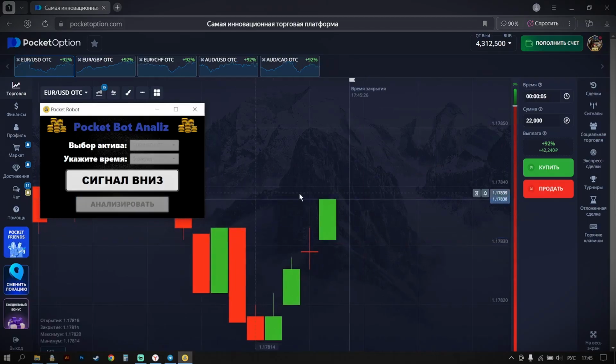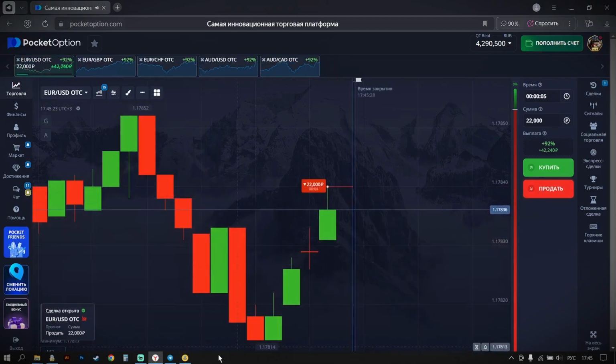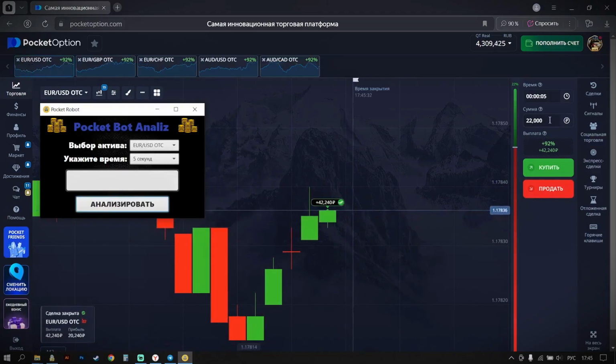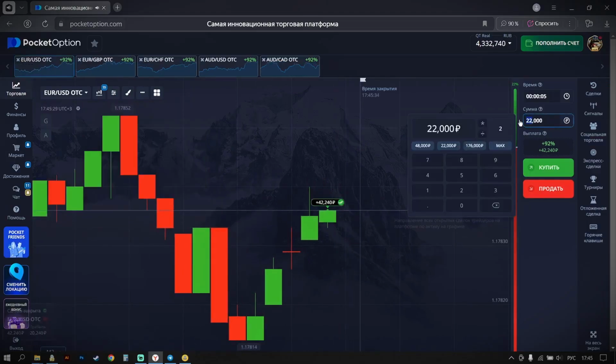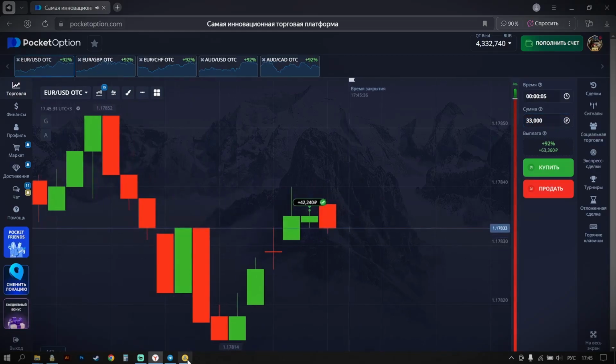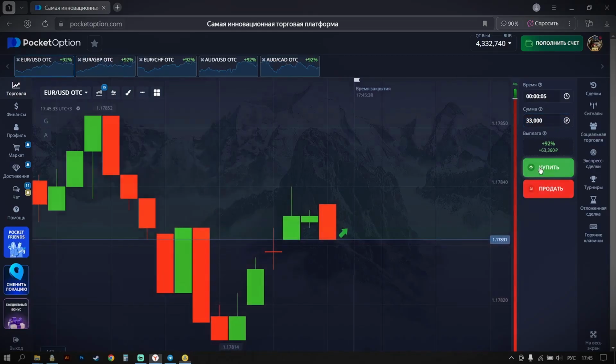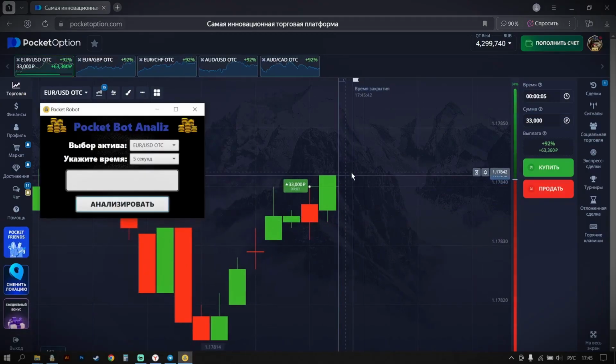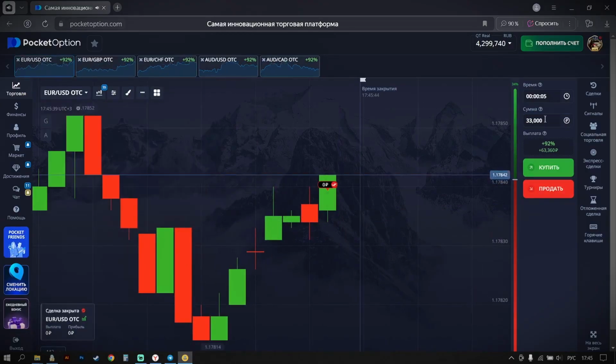Let's go. Analyze the signal for a decrease at 22,000 rubles. Trade is open, waiting for the trade result. The deal closes in profit. Now I want to increase the amount to 33,000 rubles to earn more from each deal. So the deal for 33,000 rubles based on the signal is open. We wait for the deal's result.